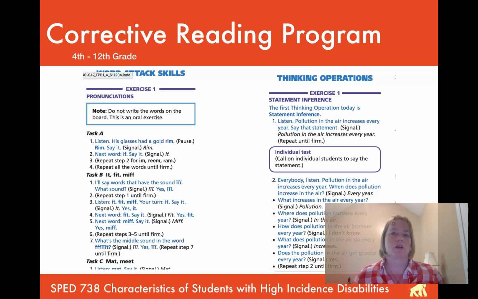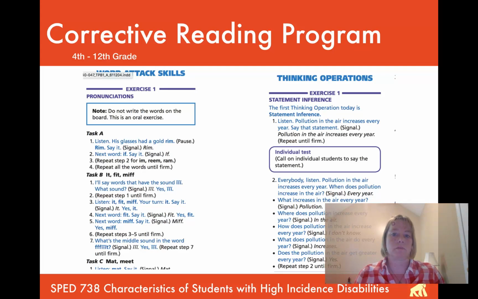But this one here is called the Corrective Reading Program. It's been around for a long time. It's a very prescriptive program for students 4th through 12th grade to work on phonemic awareness. And the reason I like this is because it is very prescriptive for students, even into high school, to still continue to work on those phonemic awareness skills, to work on the ability to attack a word, to sound it out, to think about what sounds are in the word.